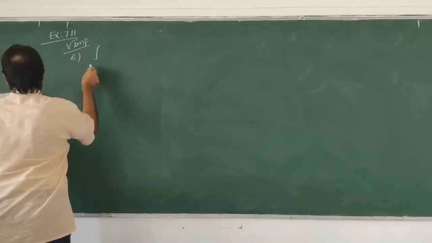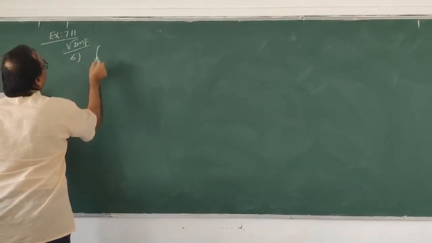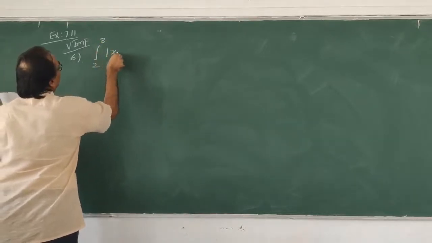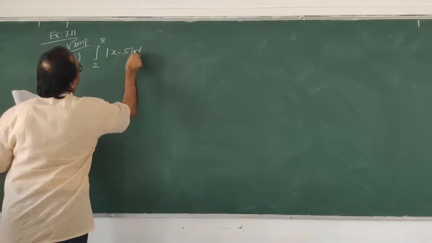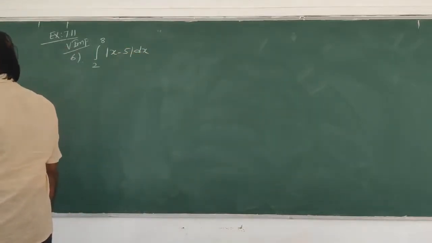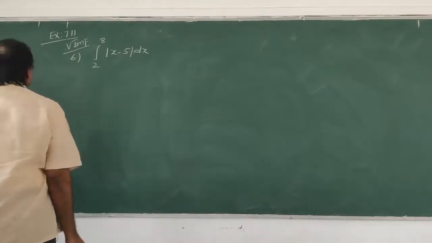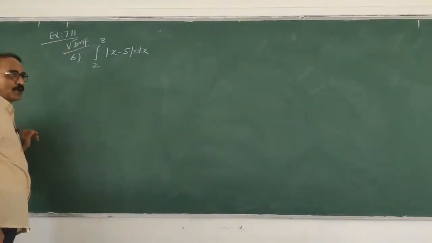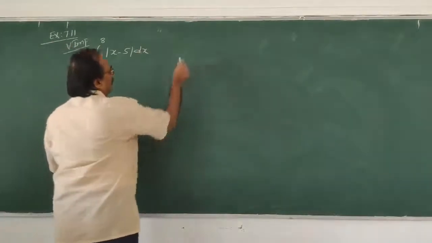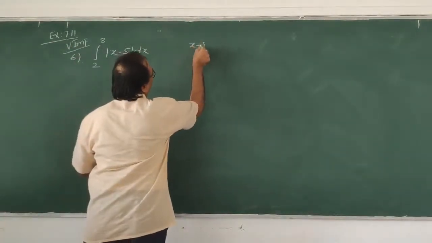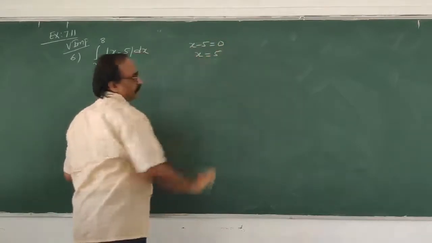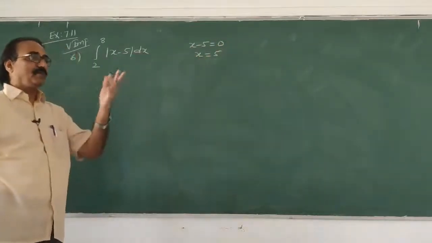Integral 2 to 8 mod of x minus 5 dx. This is the problem given. Mod of x minus 5 dx. Okay, happy. 2 to 8, I told now, I don't want to see the definition now. But inside mod you make 0, sir, you told. x minus 5 is equal to 0. x is equal to 5, sir. What does it mean? Above 5, below 5.